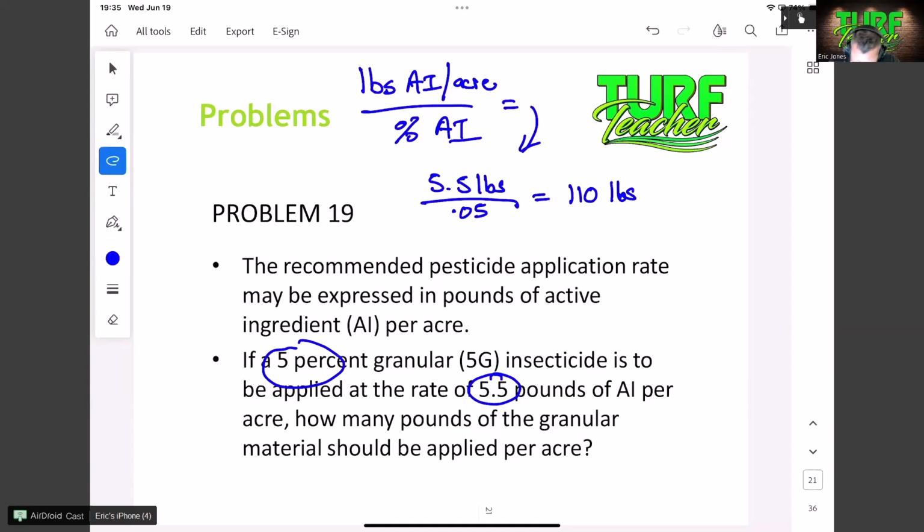Or we can actually state that like 5 over 100, 0.5 over X, do the cross multiplication, still gets 110 pounds.